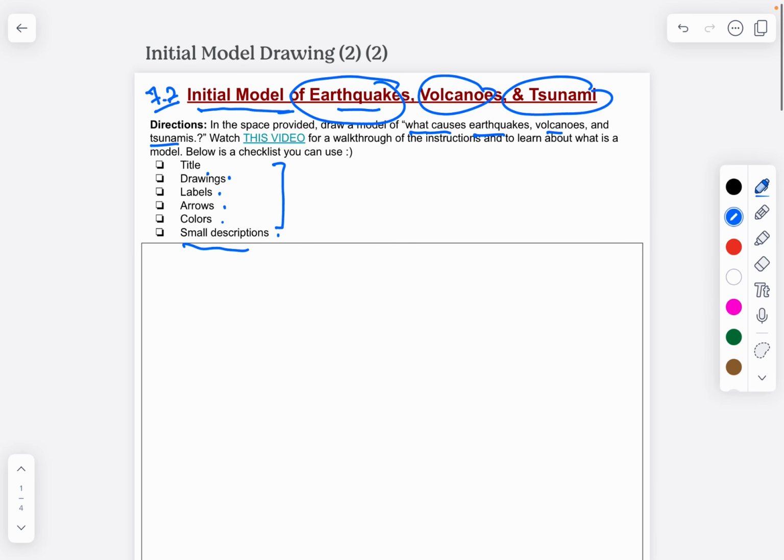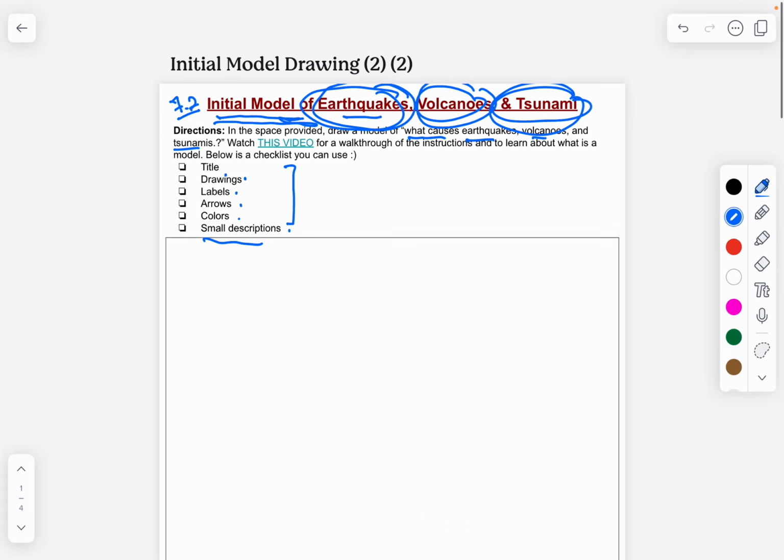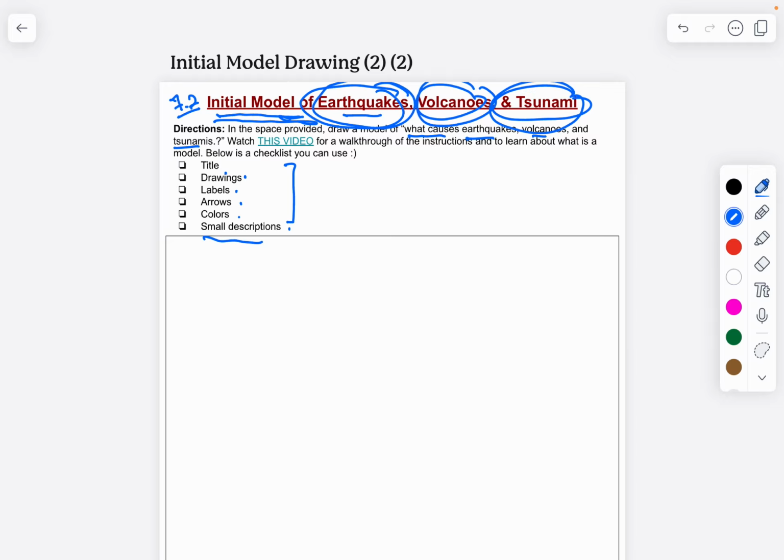Let's go back to our model here. Your goal is to draw a model of what you think causes earthquakes, volcanoes, and tsunamis. I want you to use all your prior knowledge, but don't look stuff up. I just want to know, what do you know right now? Go ahead and draw whatever you think will help you answer our question. What causes earthquakes, volcanoes, and tsunamis?